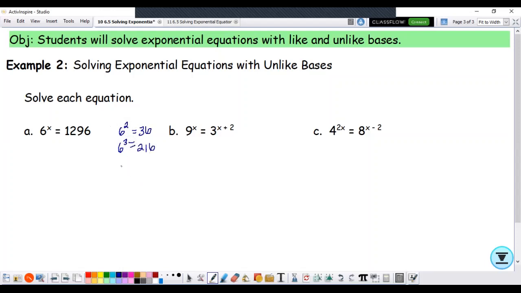216. And if I take 216 times 6, that gives me 6 to the 4th, which is 1,296. So there is a power of 6 that does equal 1,296. So I can rewrite this equation as 6 to the x equals 6 to the 4th. Let's write that so that we can see that this is actually a 4.